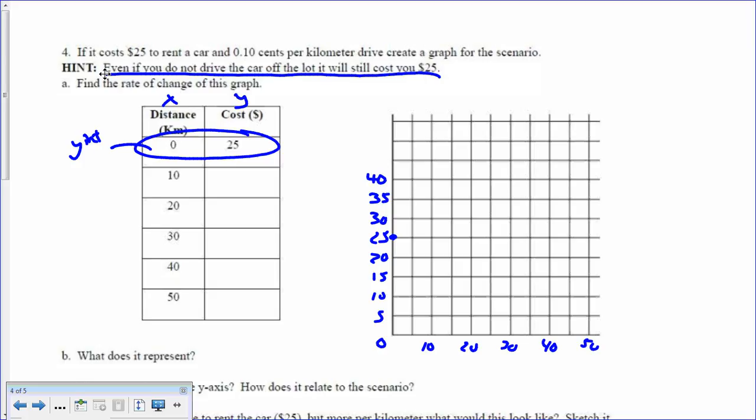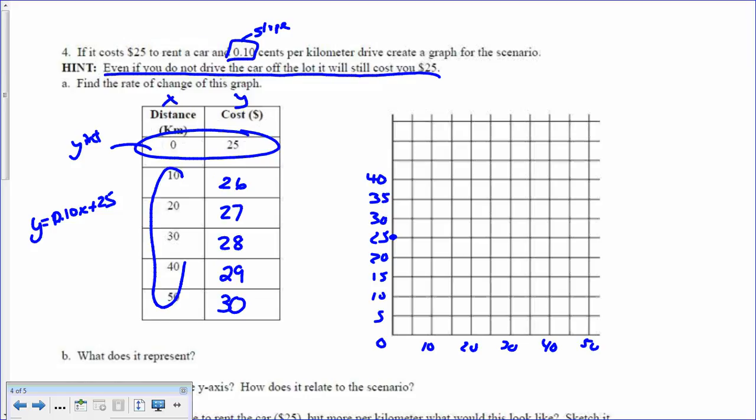So if I know what my y-intercept is, 25, and this number represents cents per kilometer, that means this is my slope. So my equation for this graph, we can just plug in y equals mx plus b, is this. When I multiply 10 times 10 cents, that is 1, so this becomes 26, 27, 28, 29, and 30. I'm plugging these numbers in for x. So I don't get a very big increase, do I?